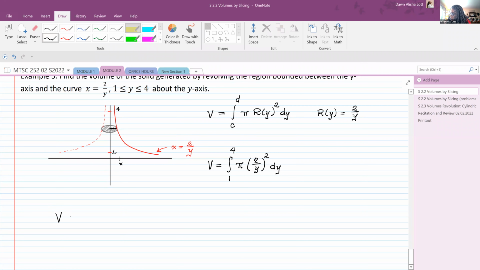So the volume is equal to, I'm going to pull the 2 squared out and get 4 pi times the integral from 1 to 4 of y to the negative 2 dy. And then I'm going to end up with minus 4 pi y to the negative 1, evaluated from 1 to 4. And this answer just turns out to be 3 pi. Okay.